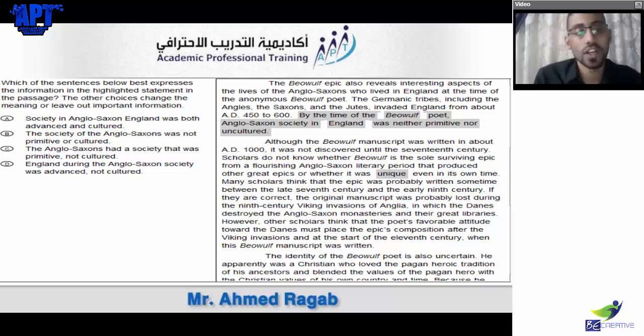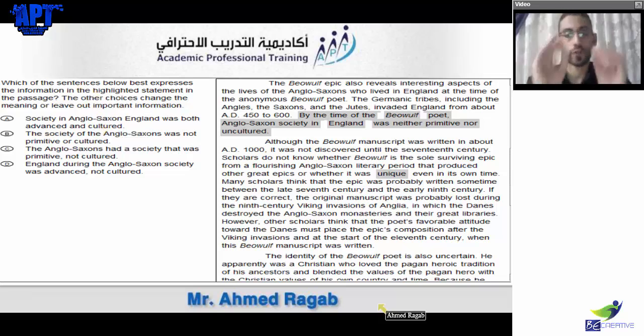Let's answer it together. So, we said, how do we answer? We answer through first reading a question and reading the answer carefully. Now, which of these sentences below best expresses the information in the highlighted statement in the passage? The other choices change the meaning or leave out important information. So which of them does he want, that one that expresses the sentence. So let's read the sentence, then read them.